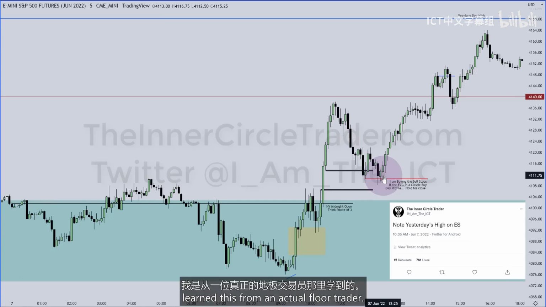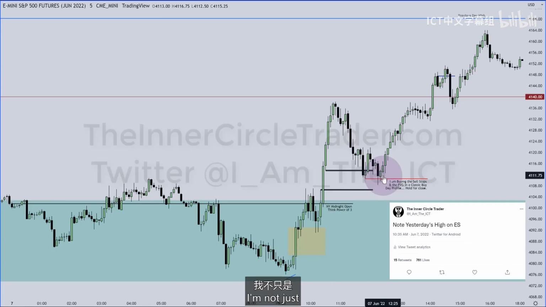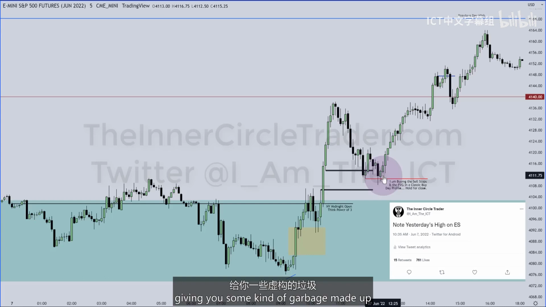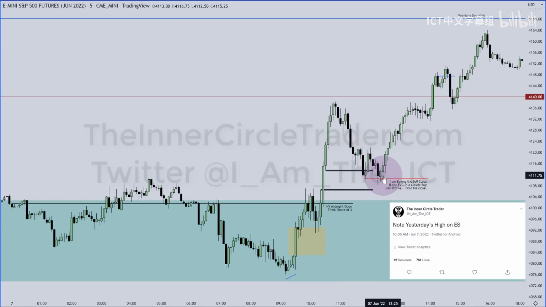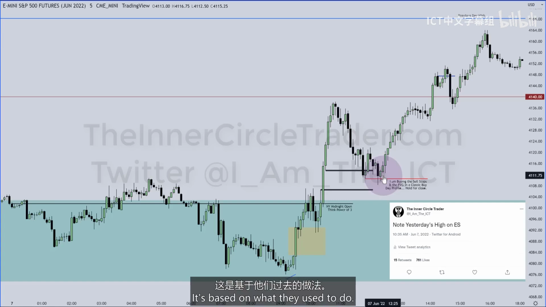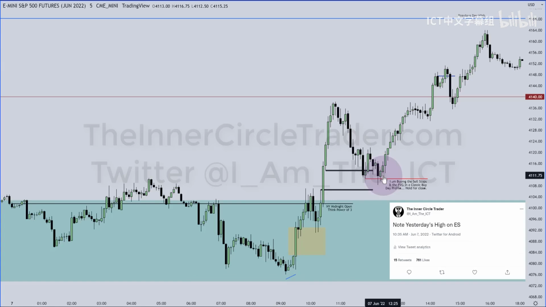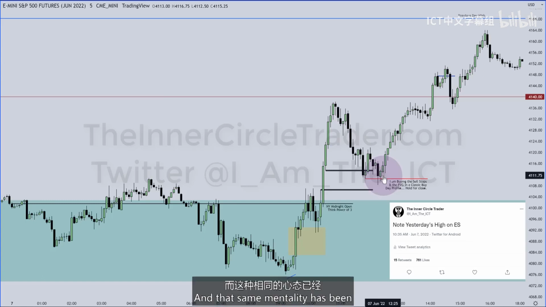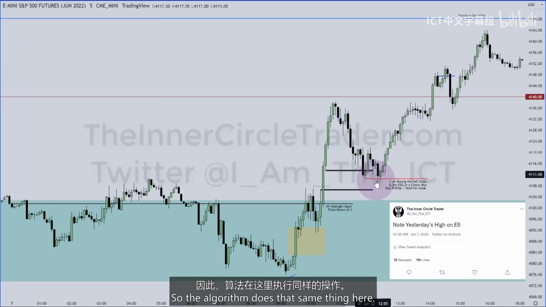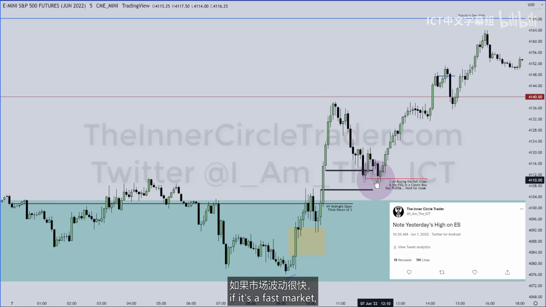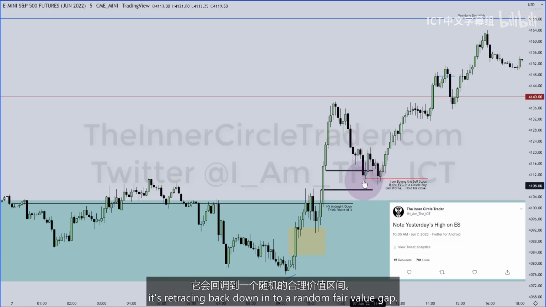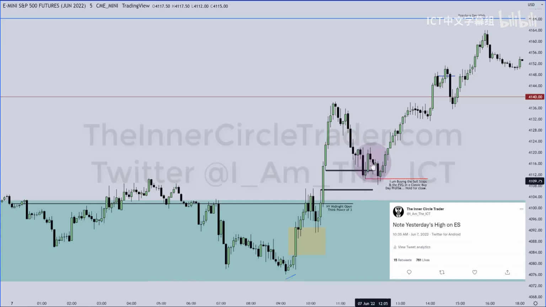So I learned this from actual floor traders. So I'm not making it up. I'm not just giving you some kind of garbage made up or some contrived nonsense. It's based on what they used to do. And that same mentality has been transferred into electronic trading. So the algorithm does that same thing here. During the lunch hour, if it's a fast market, it's retracing back down into a random fair value gap.